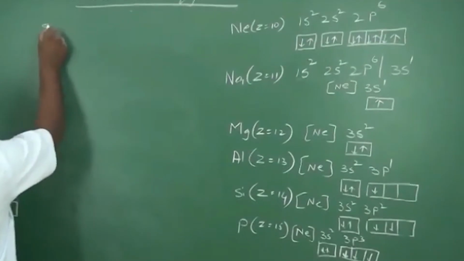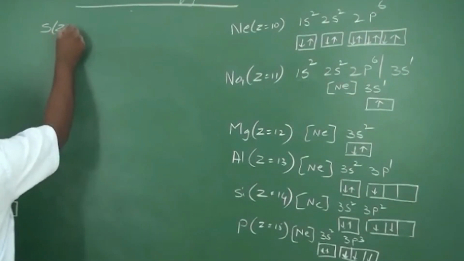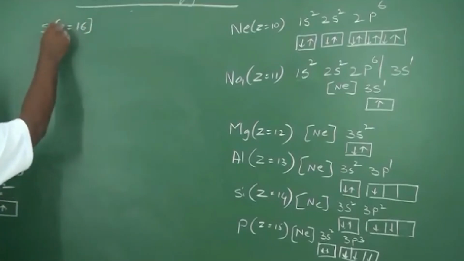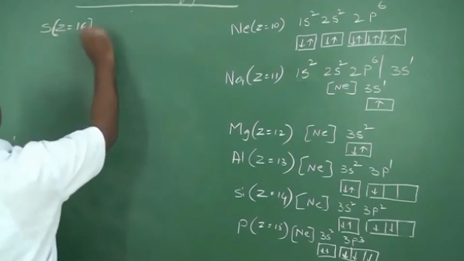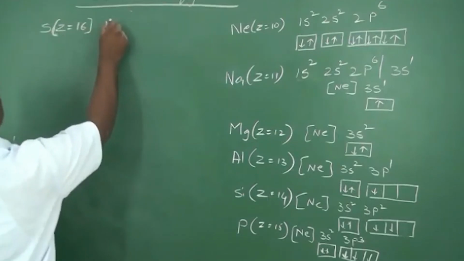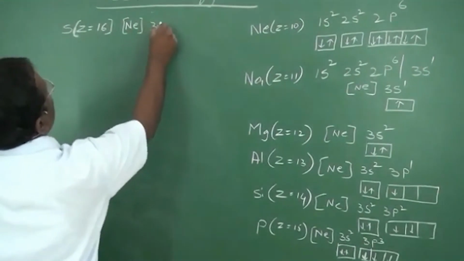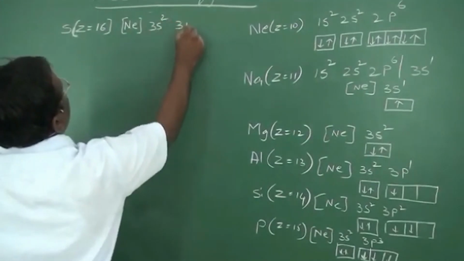Then sulfur. Atomic number is 16. So the first 10 electrons are just like neon. Then the rest of the electrons are 3s2, 3p4.